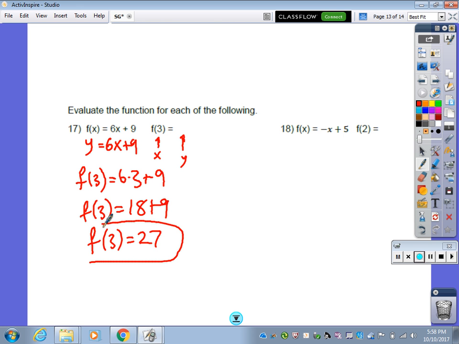So this would be our final answer. This tells us that when x is 3, y is 27. And 3 and 27 would be an ordered pair if we were to graph this function on the coordinate plane.